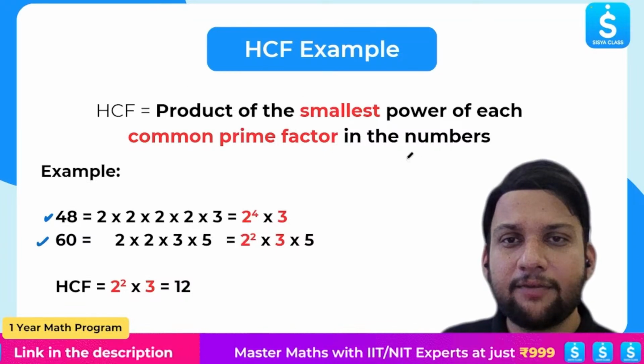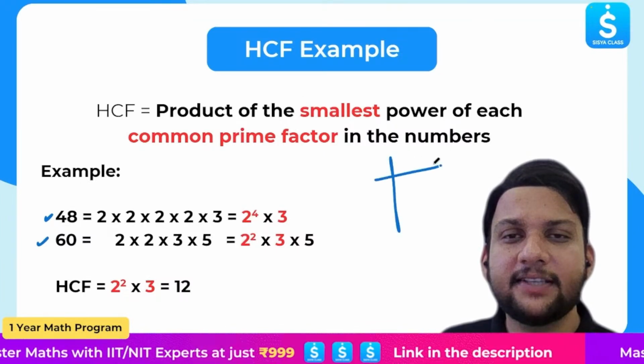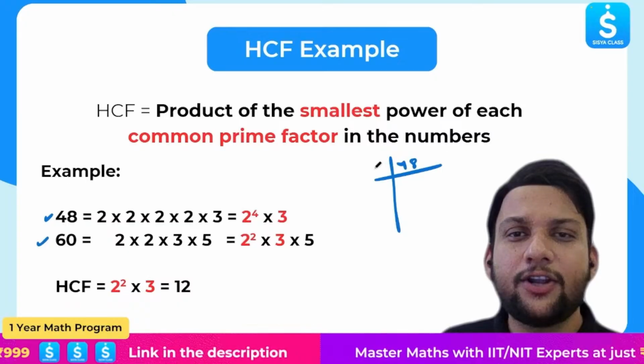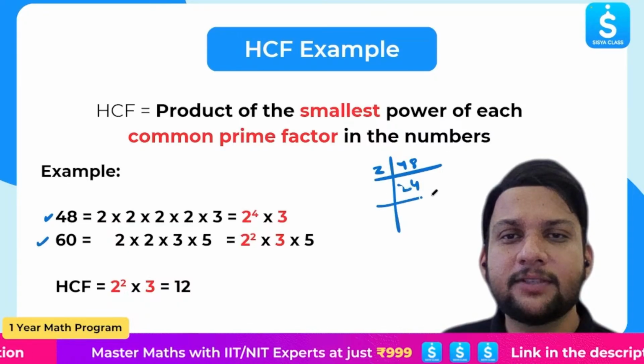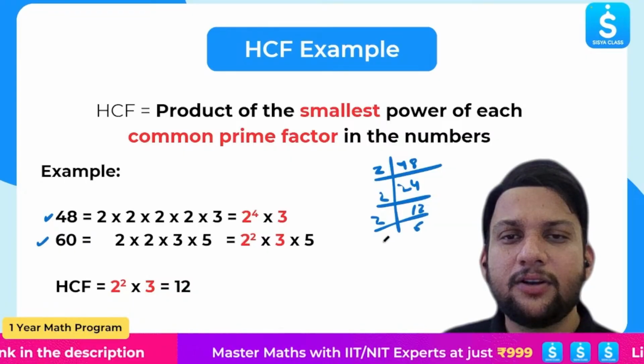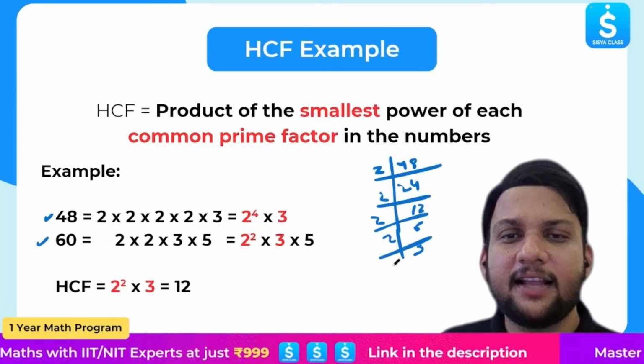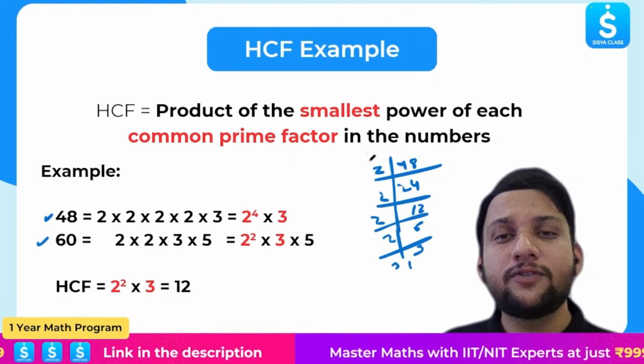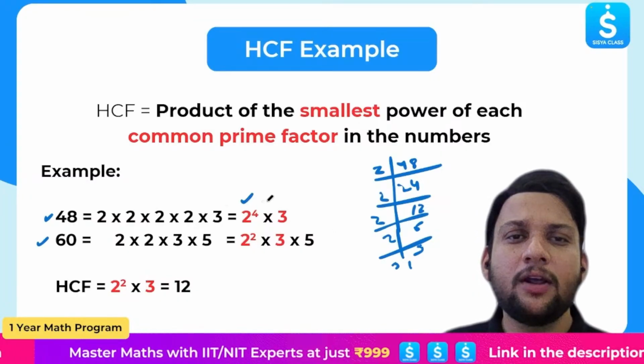I'll just quickly refresh your memory one more time. How will we do prime factorization? I will write 48 here, then 2, it will go 24 times. 2, it will go 12 times. 2, it will go 6 times. 2, it will go 3 times. And 3, it will go 1 time. So how many 2's are we getting? 1, 2, 3, 4. That is 2 raised to power 4 times 3.